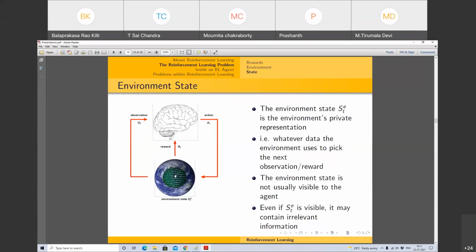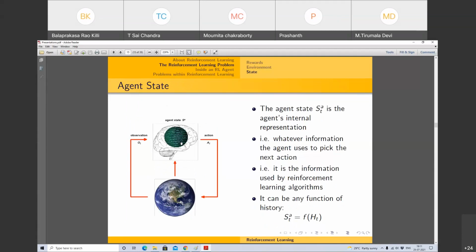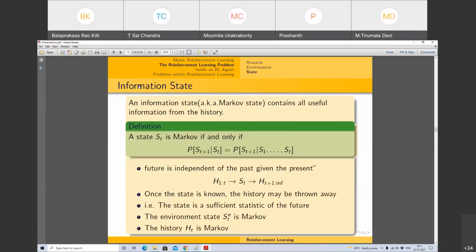So here you see the numbers. These green things mean these are the white things inside this green. So these are the numbers used by the environment to decide its next observation and next reward. Similarly, the agent uses agent state to decide its next action. Now the third representation of state is known as information state.